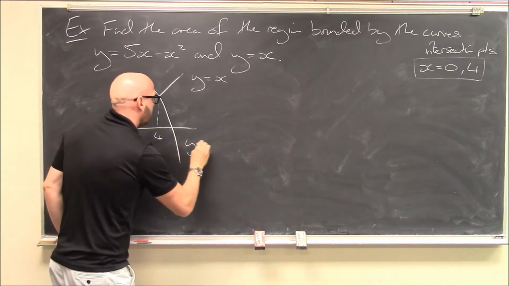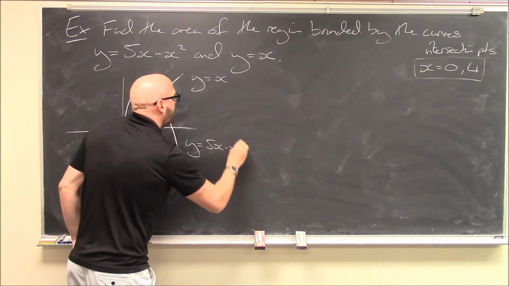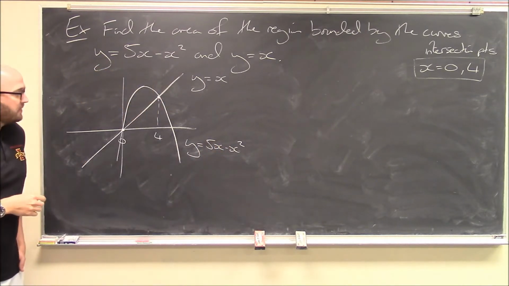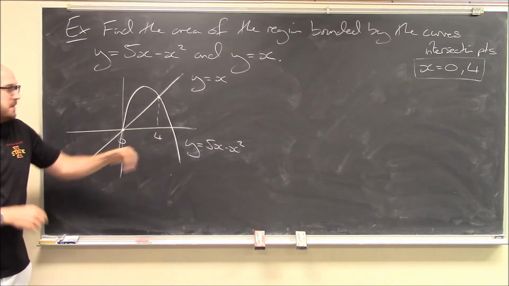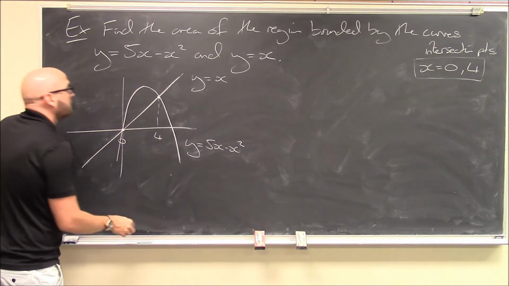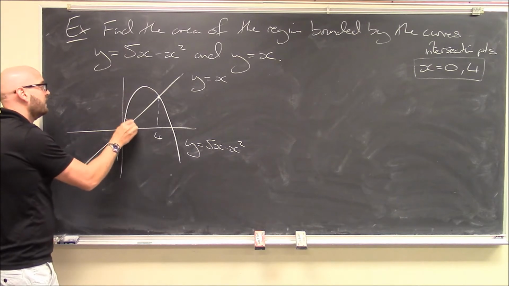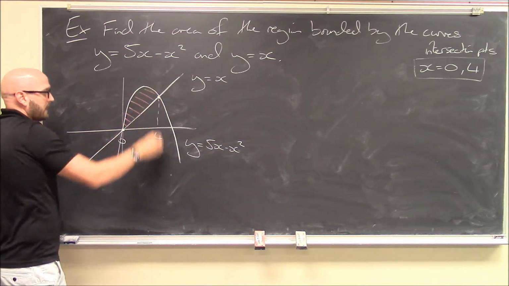Not the greatest drawing in the world, but our picture has to look something like that. A downward opening parabola cutting through at 0 and 4 has to take that shape on. So the region we're looking for, the region bounded between the two curves, is all this stuff in red.